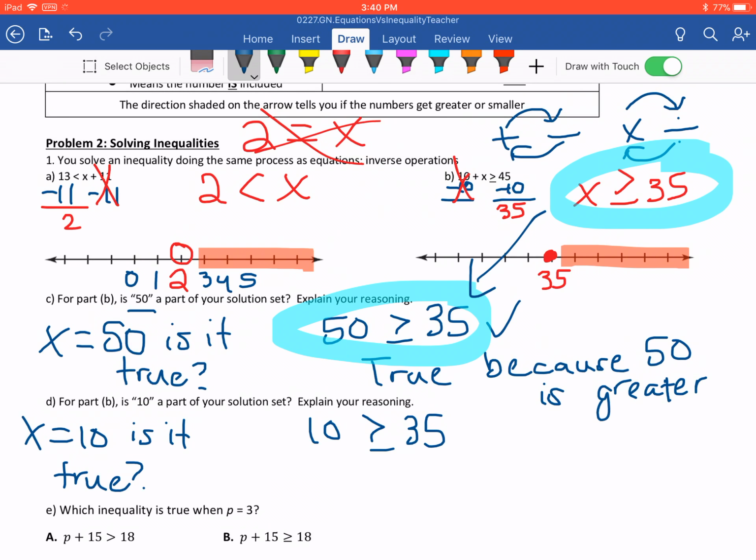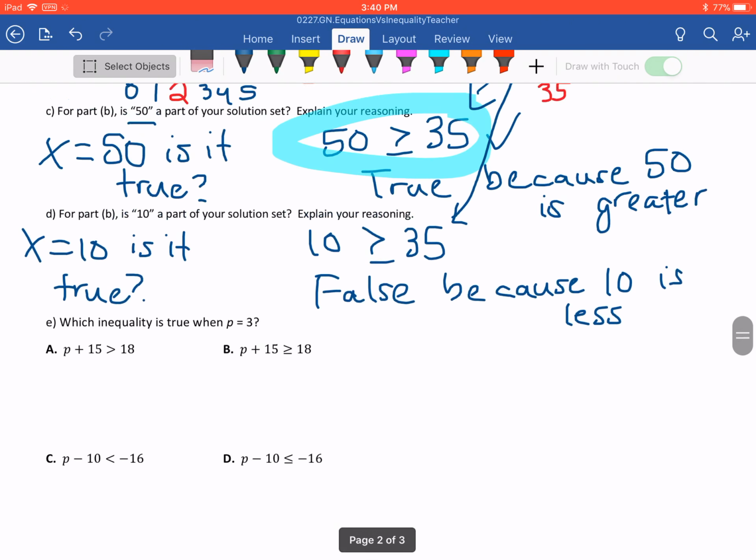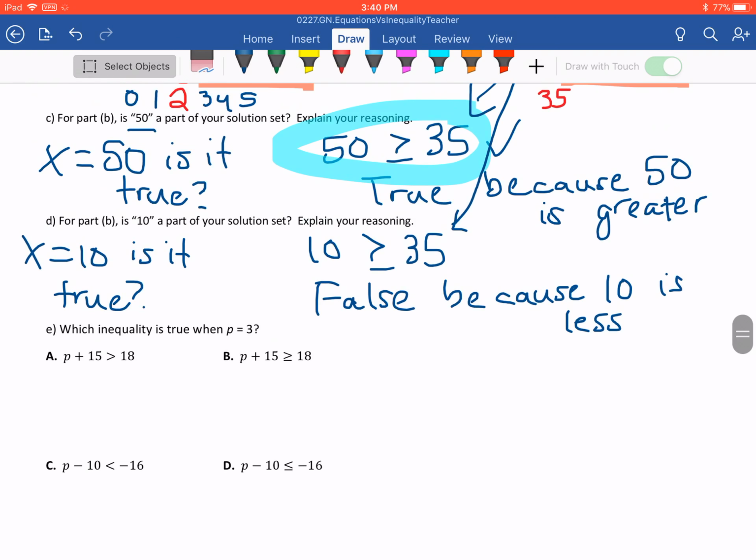So, is 10 greater than 35? No, so this one is false. It's not a solution because 10 is less. I'll give you another second to catch up. So this one was true up top, and the second one was false. They were not a solution on the second one.